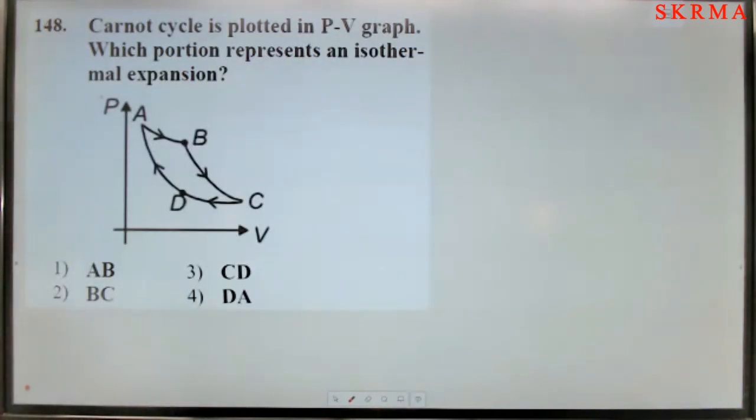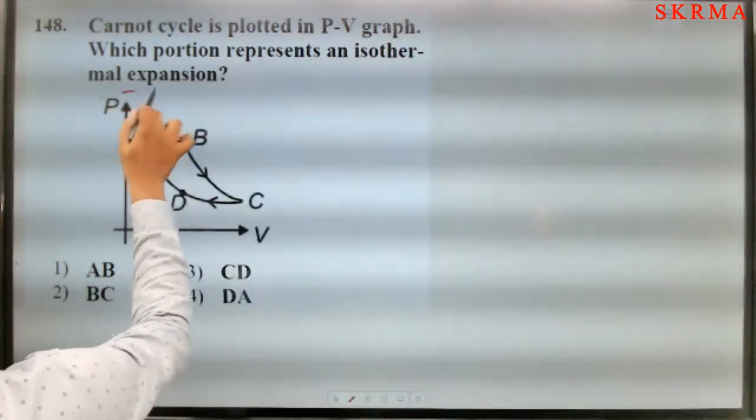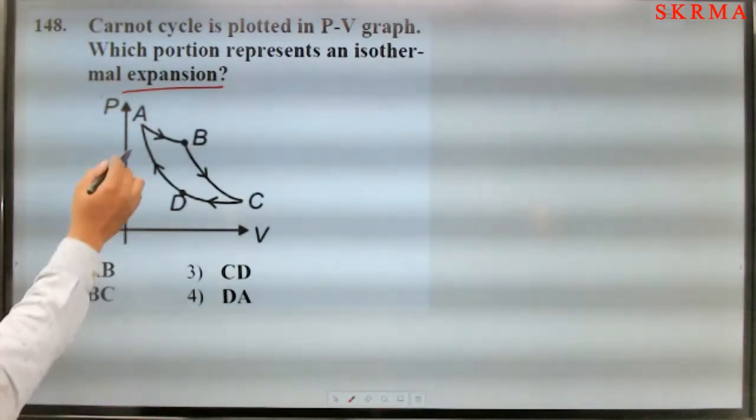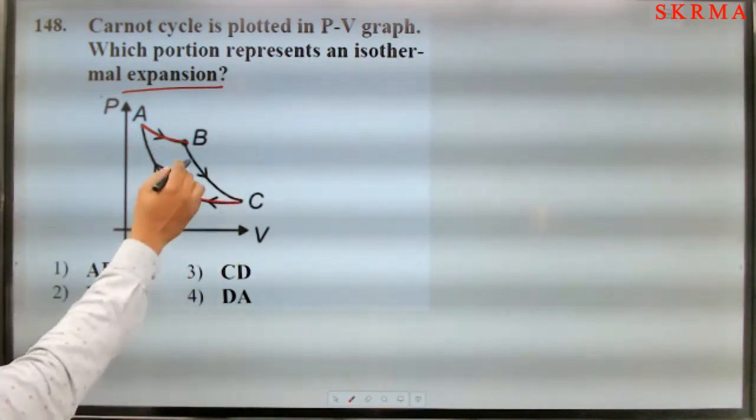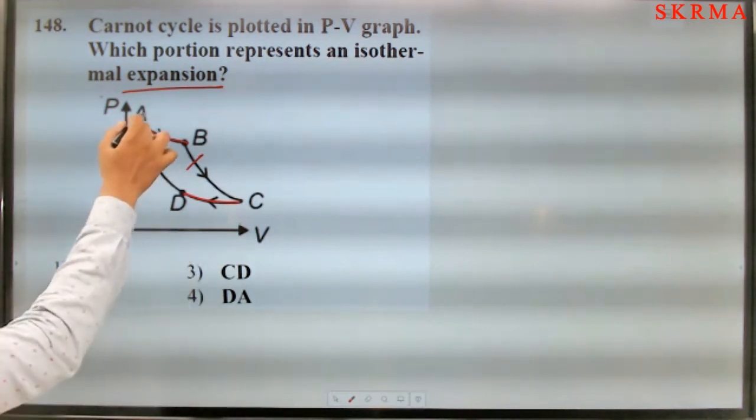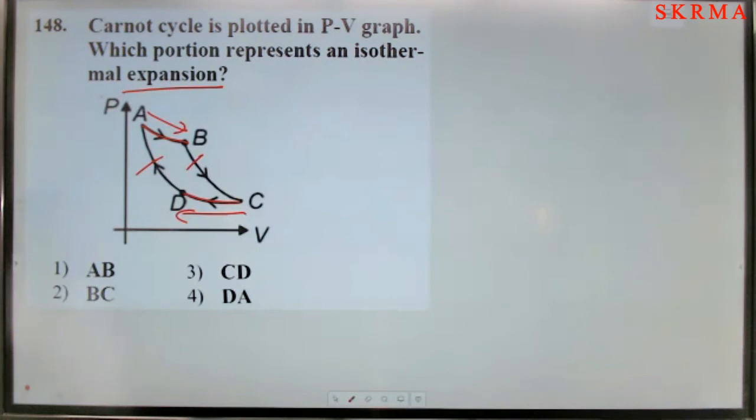Next, this is a Carnot cycle. Which portion of the cycle gives isothermal expansion? This one and this one are isothermal processes. This one and this one are adiabatic processes. Expansion means A to B is the expansion, and C to D is compression. So we have to select A to B, the first option.